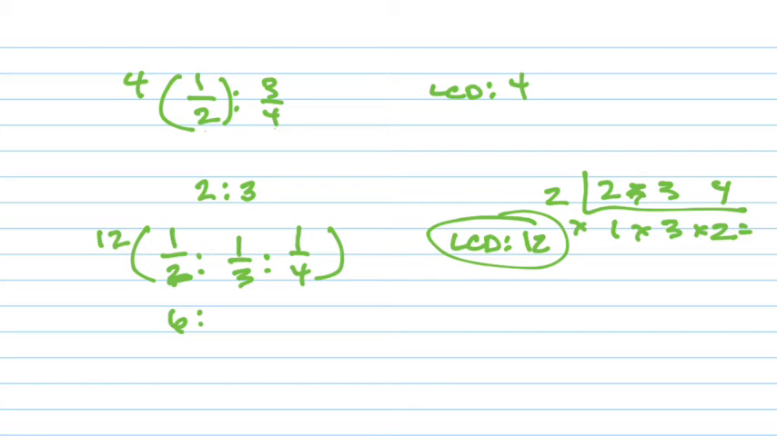12 divided by 3 is 4 times 1 is 4. 12 divided by 4 is 3 times 1 is 3. Is there anything that will divide into all of them? Nope. So there's your answer. Remember, you can't simplify anything unless you can simplify them all.